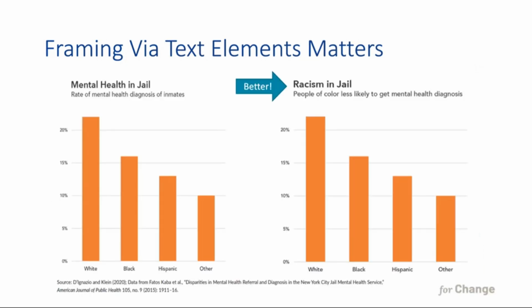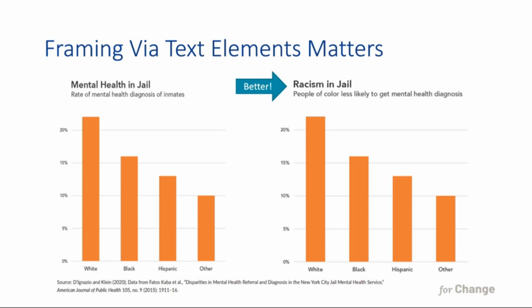So the other piece, well, this is another example of how data can be framed, but in this example, we're showing how text can be used to influence our interpretation. Looking at the title for the example on the left-hand side, it says mental health in jail, which feels very neutral and straightforward, but it doesn't actually show the true disparity occurring in the study that was done.